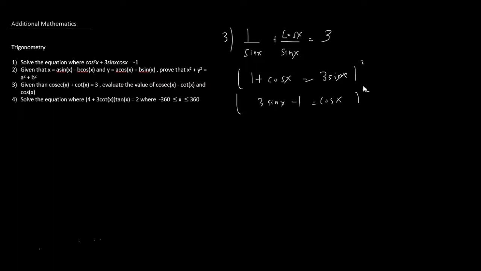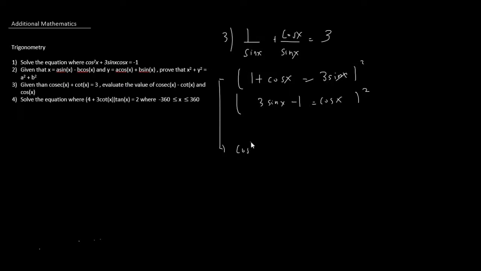It's because we eventually want to find the answer for cos x, right? And if we square the first equation, we will get 9 sin square x. But if we square the second equation, we will still have values in sin x, right? Notice that sin square x can be converted to cos square x, but sin x cannot be converted to cos x. Therefore, we want to eliminate any sin x possibility, and so the correct answer will be to square the first equation.